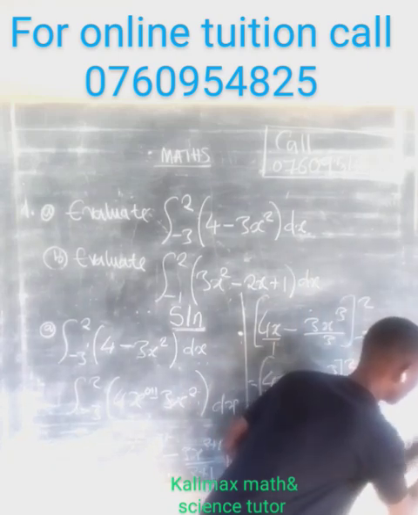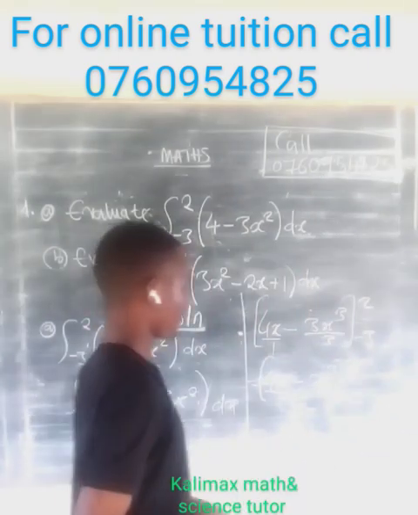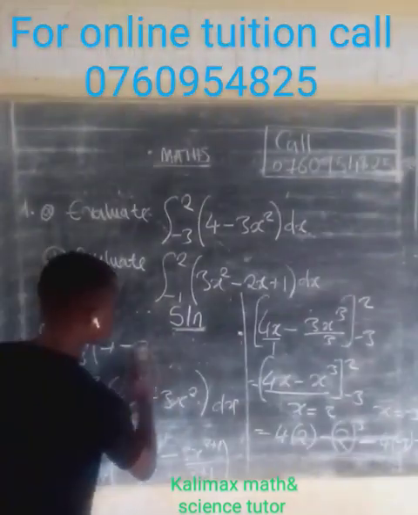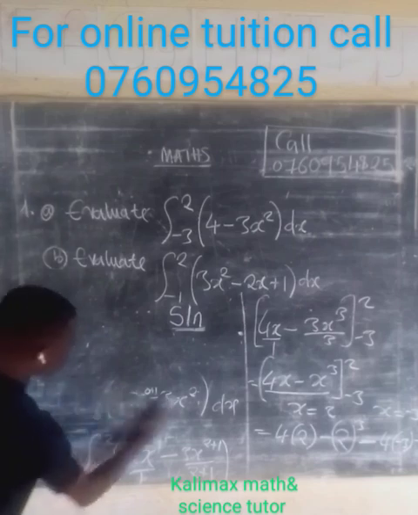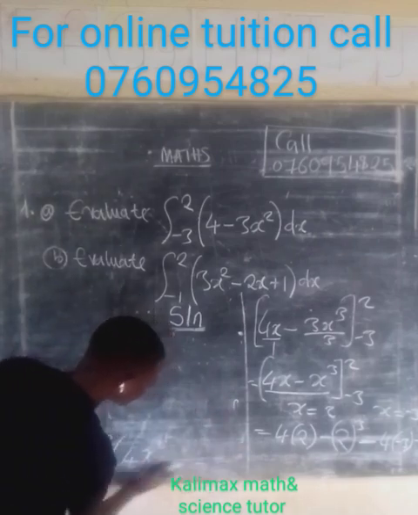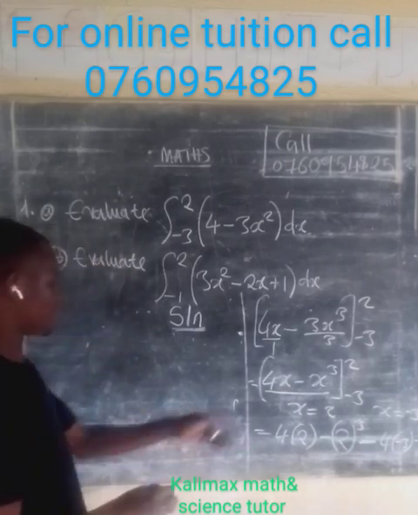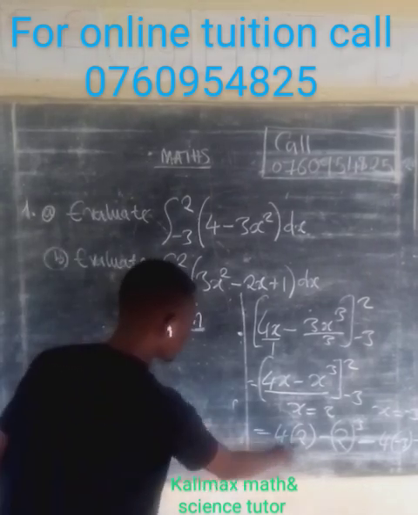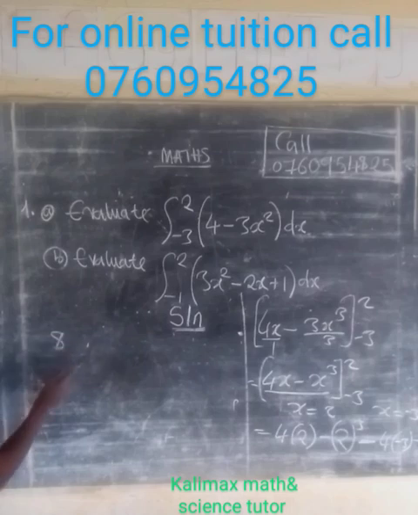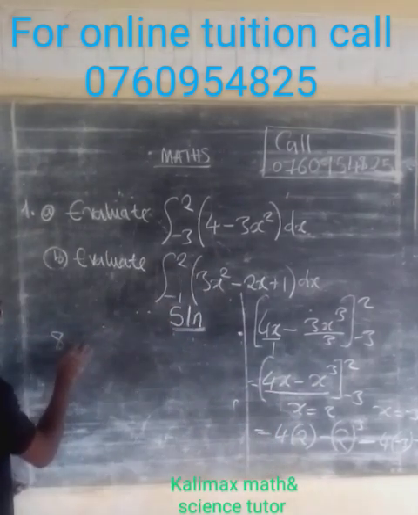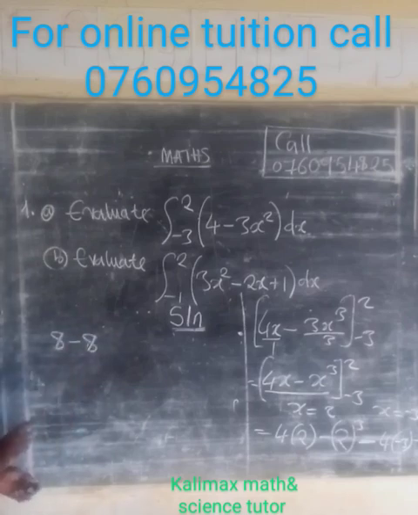So it's negative 3 cubed. Okay? So once you have that, very simple, there's nothing difficult here. Okay, so we have that. So this is it. 4 times 2, that is 8. Minus this 2 power 3, that is also 8. Okay?